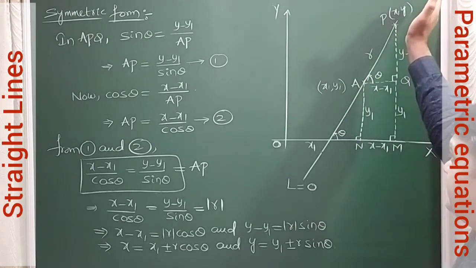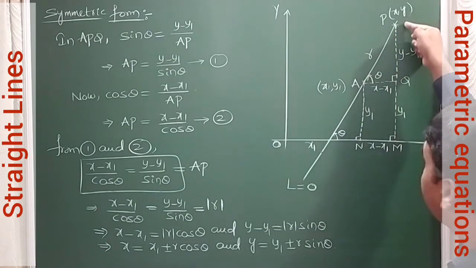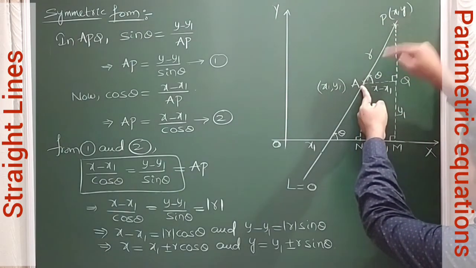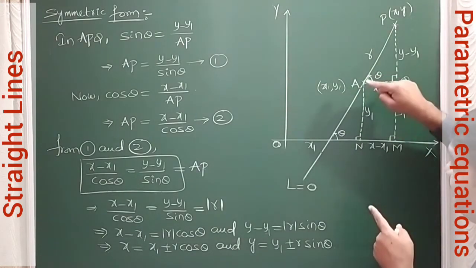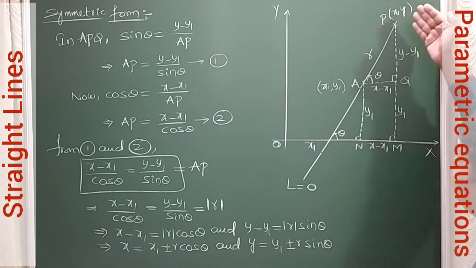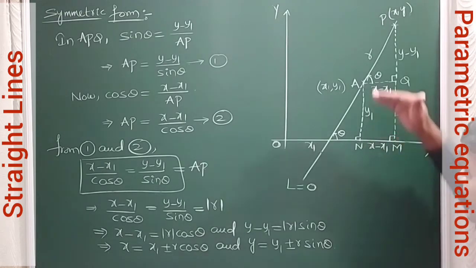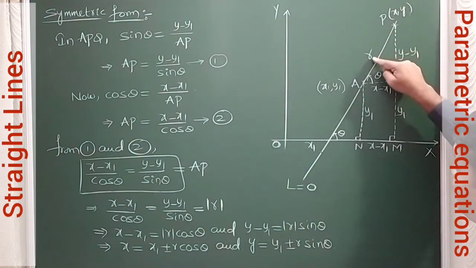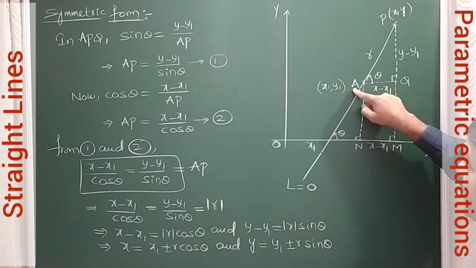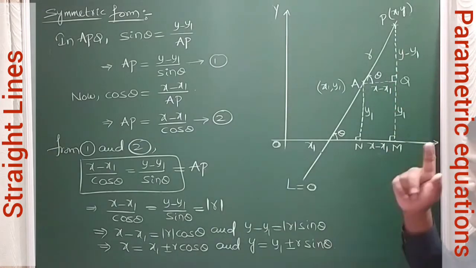So whenever a straight line with inclination theta passing through x1 comma y1 is given, to find a point which is at a distance of r units from this point, that is to find x comma y, we use this formula. So how to apply the formula is also very important. Whenever you want a point which is r units distance from a given point, and the inclination of this line is known, you have to use this formula.